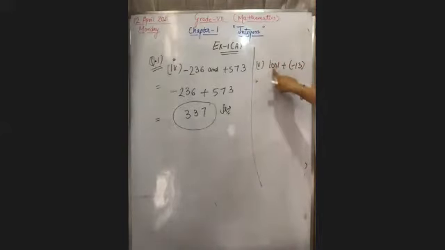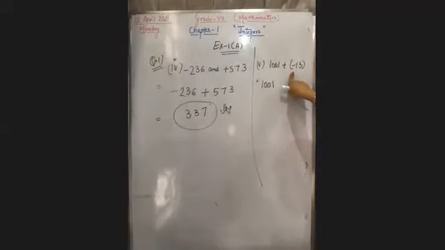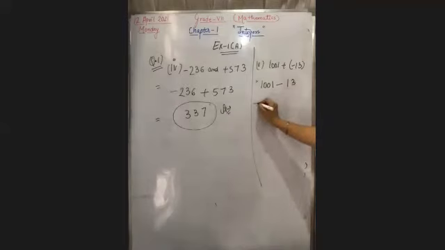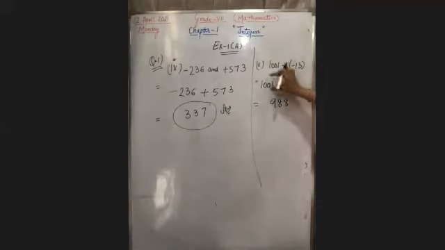Now comes to the fifth part. 1001 plus and minus. Plus and minus will become minus. Okay, 13. Now your answer will be 988. Now should I write here plus or minus? Plus, obviously plus. 1001 is a bigger value. It is positive, so my answer will always be positive. I have to always check the bigger value, not the smaller one.